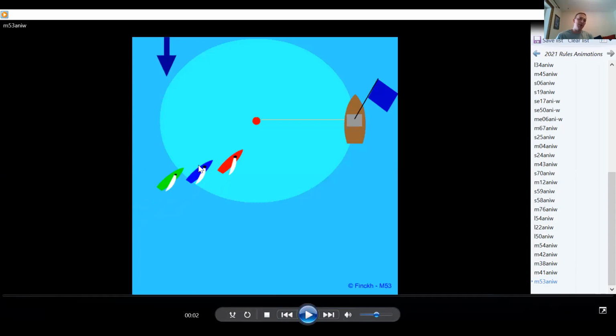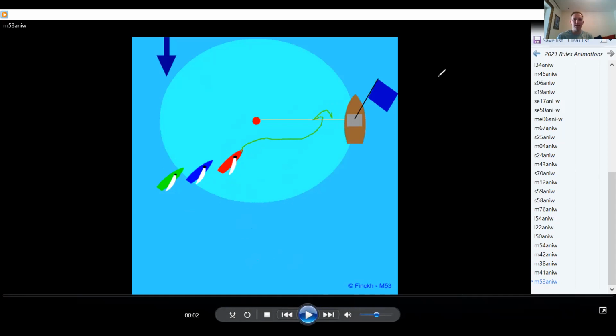So this is mark room here. The same mark room applies. Green is going to have, because red is overlapped with blue and blue is overlapped with green, then red needs to give mark room to green. So what red should do in this scenario, if you have to give mark room, is don't try to pinch them off, but bear off and get speed. Red should bear off to get speed to finish ahead.